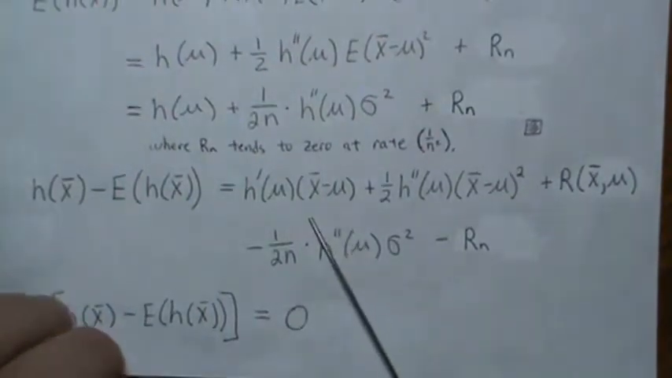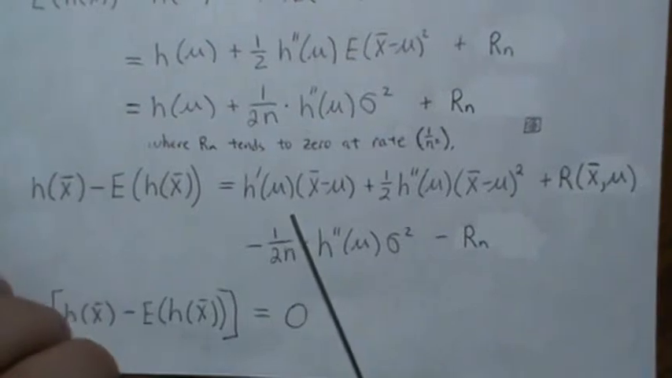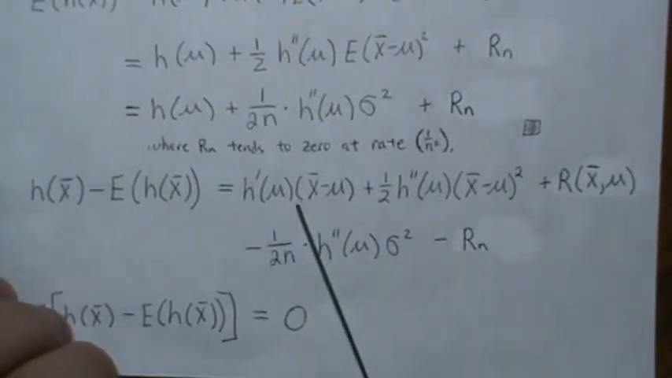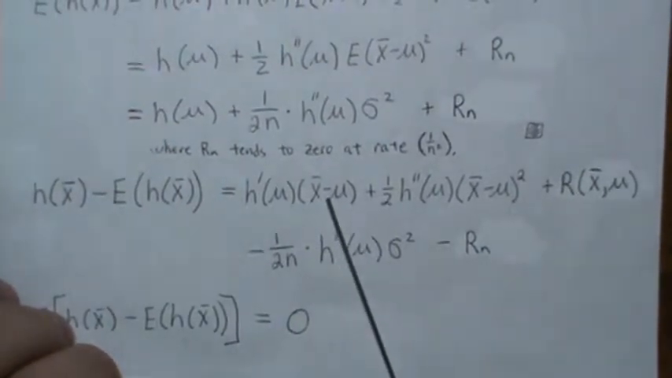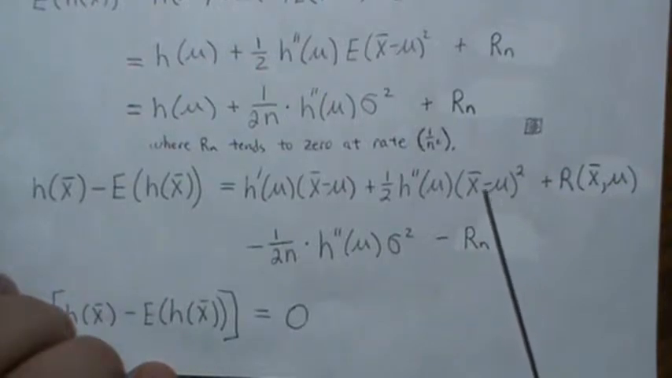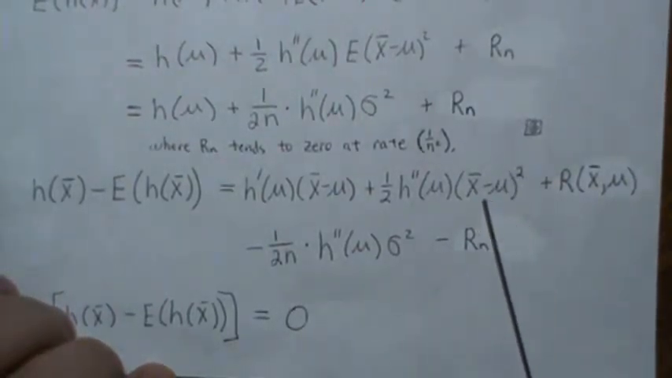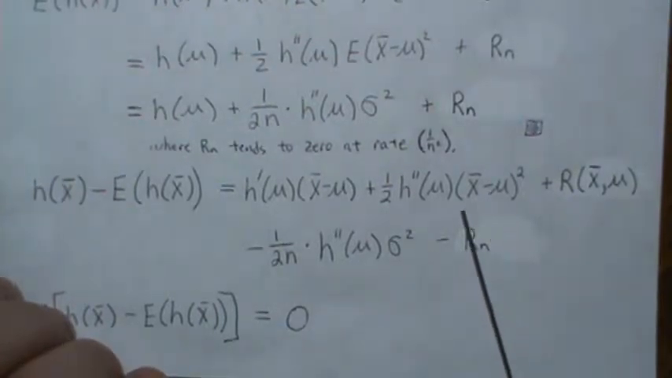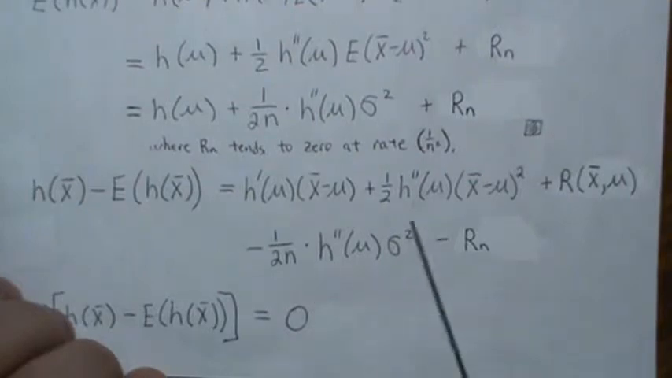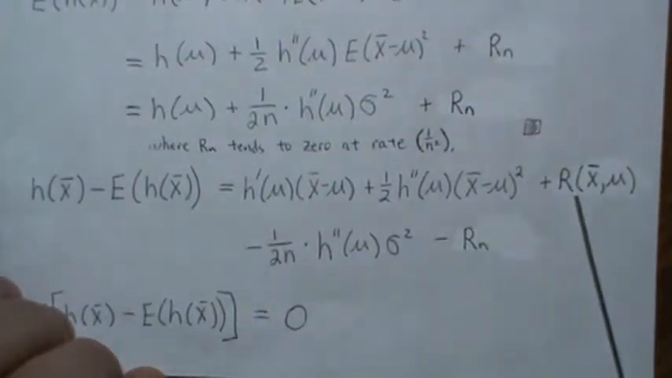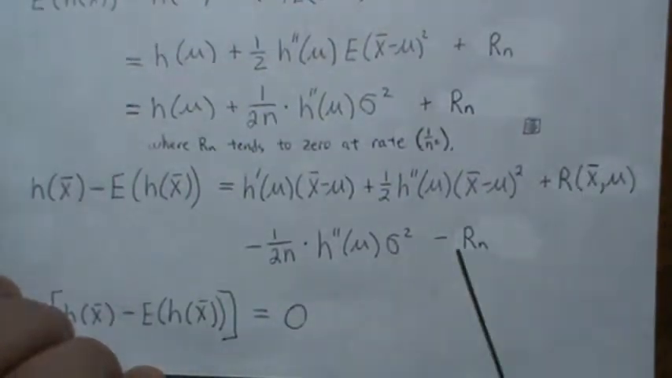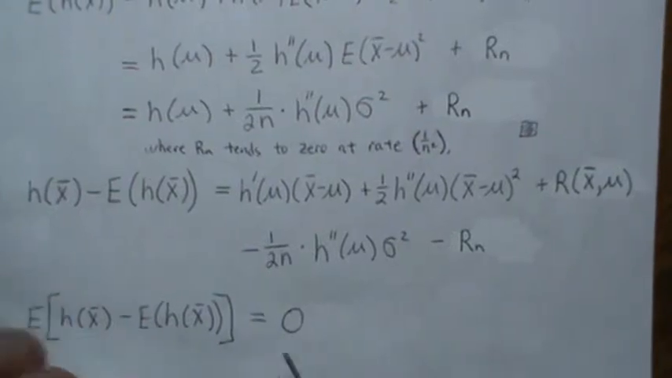And you can even look at the terms here. If you take the expected value of x bar minus mu, this goes to 0. And this term, since it's the second central moment of the mean, which is sigma squared over n, is exactly this term, so those cancel. And then the expected value of this term is that term, so they cancel. So it is 0.